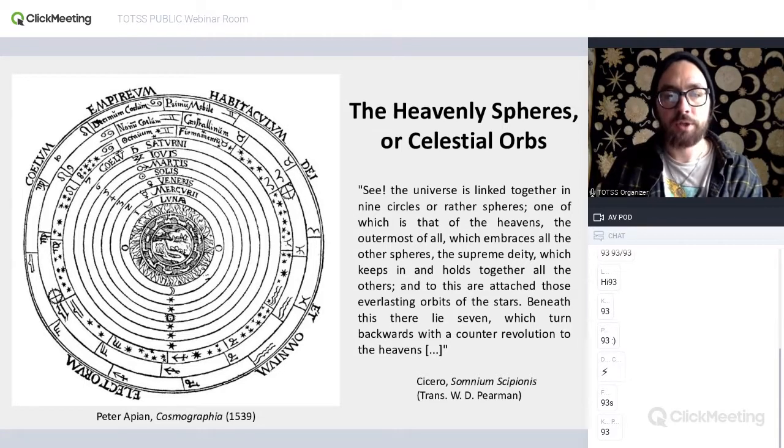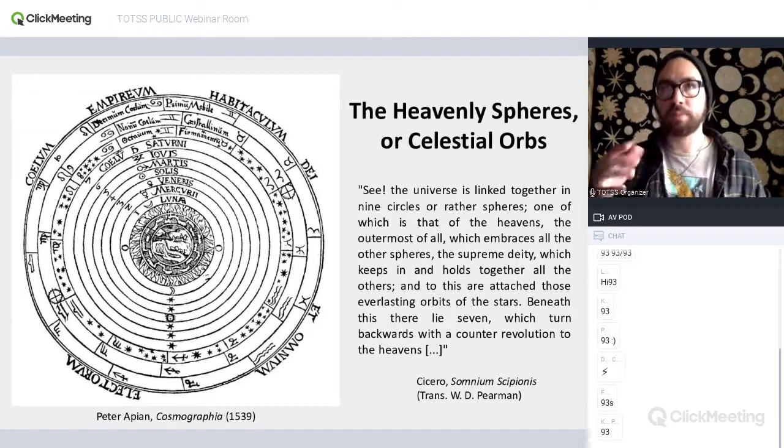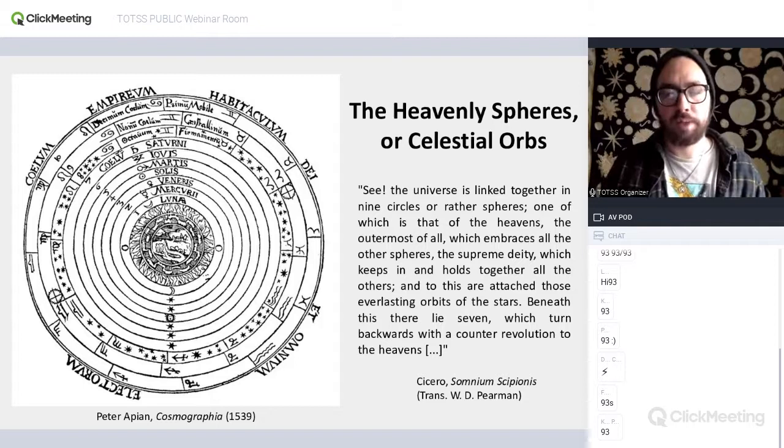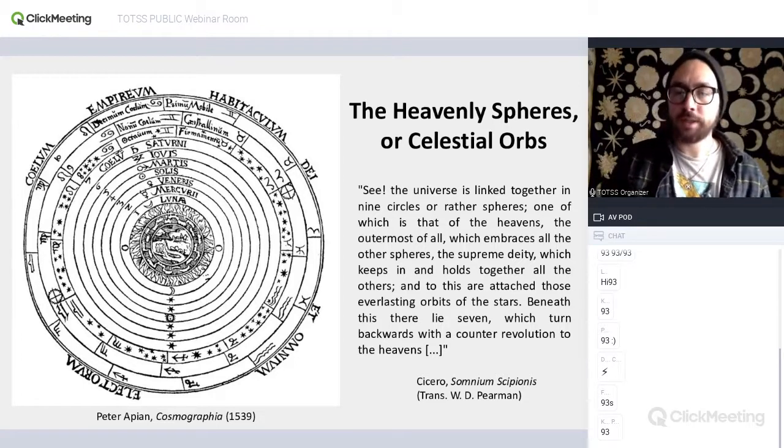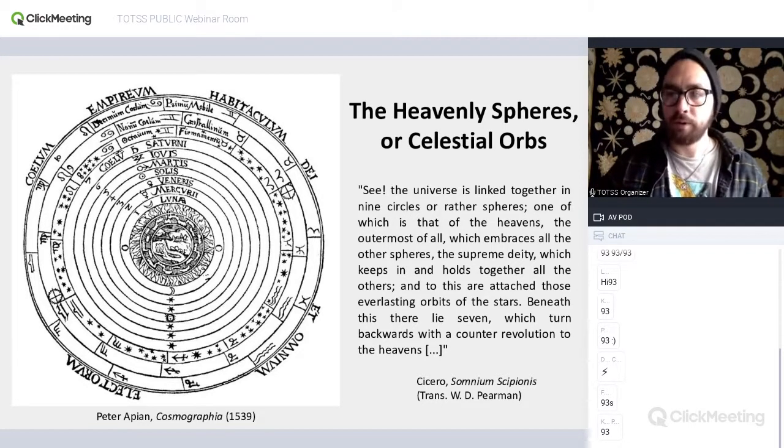"And to this are attached those everlasting orbits of the stars." So now we're talking about the fixed stars, that would be the eighth. "And then beneath this lie seven, which turn backwards with a counter-revolution to the heavens." This idea of counter-revolution is just that the planets move in the opposite direction to the daily motion through the sky. But the idea is of nine spheres surrounding the Earth: the seven planets, then the sphere of the stars, and then the primum mobile, or the heaven beyond that.